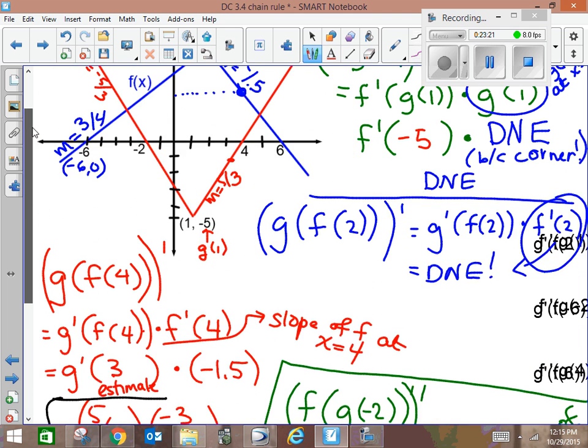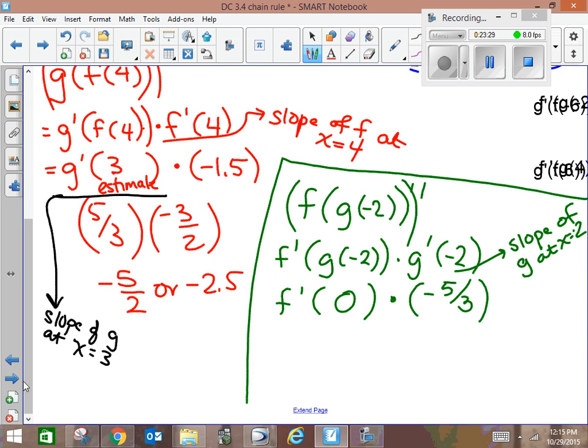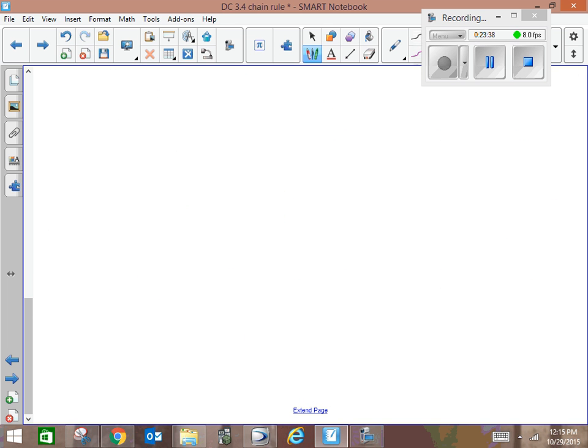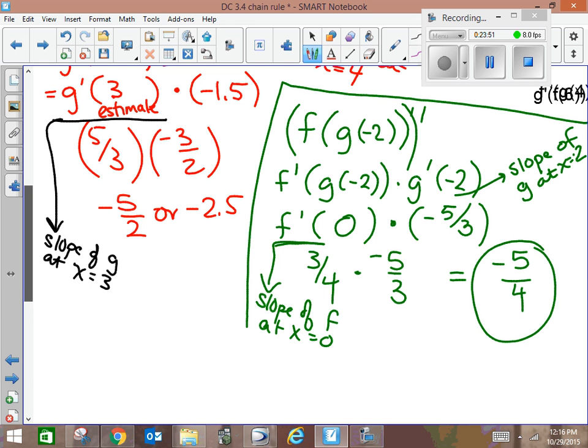F prime of 0, here's 0, so f prime of 0 is 3/4, that's the slope. Did you use negative? Slope of f at x equals 0. And then times -5/3. I've heard a couple say -5/4. Okay, very good.